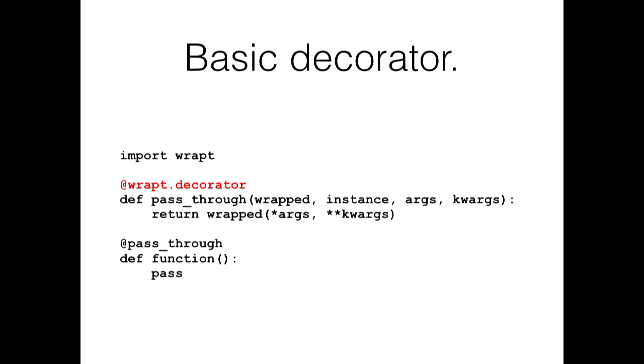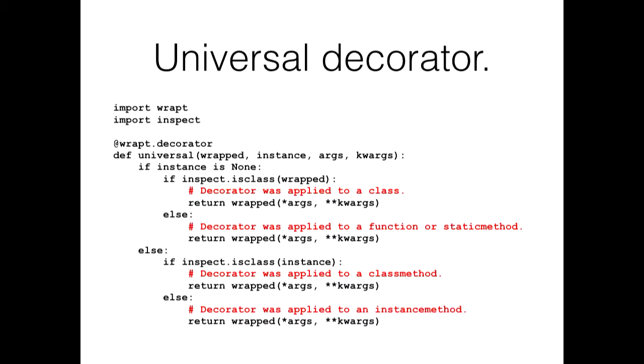And you'll see that it's a little bit different. Your wrapper function takes wrapped, which is the original wrapped function, an instance, and args and kwargs. I can use that to then call the original one. Now, the purpose of that instance is one of the things that wrapt decorators can do, which you can't easily do with a normal decorator, is that you can create what's called a universal decorator.